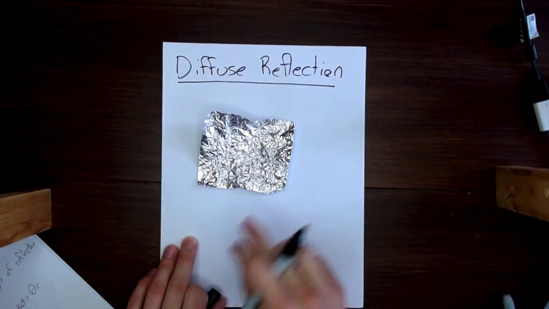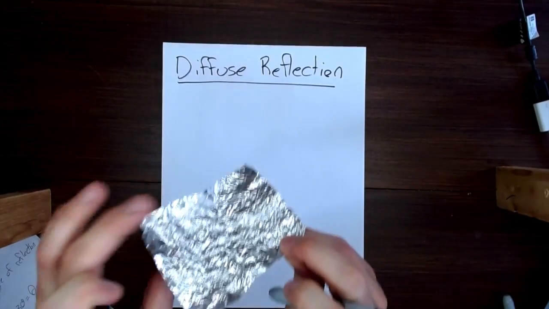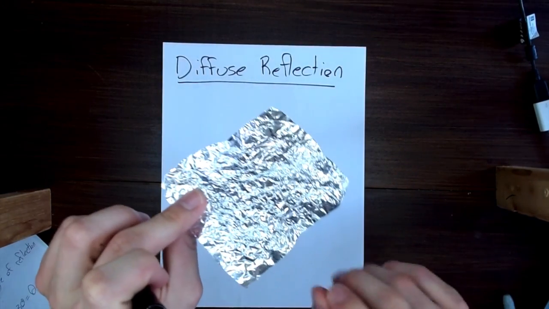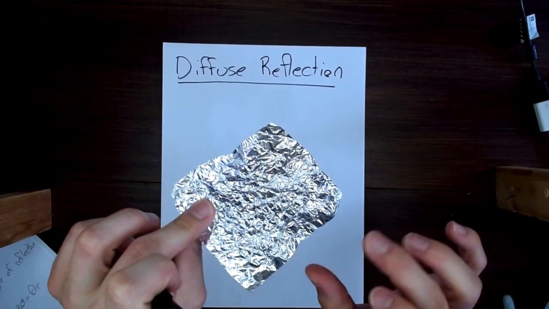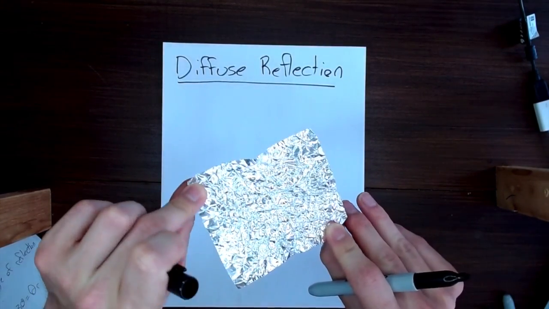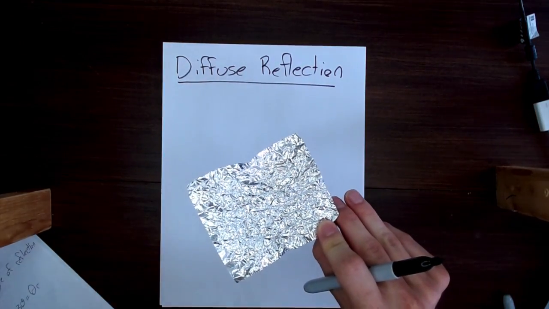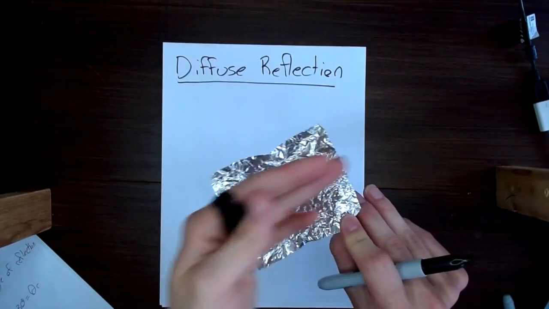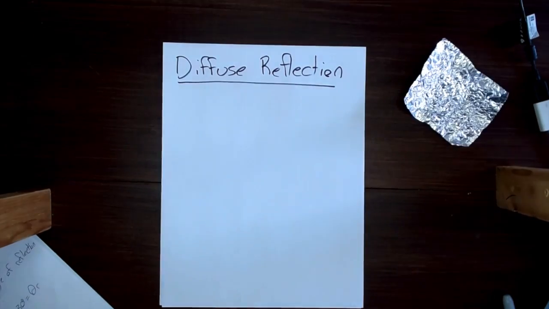This is diffuse reflection. I have this bumpy surface with all these little crevices and dips and peaks on it. This is not nice and flat, and so therefore the image is not going to hit it and then bounce off in parallel. It's going to be scattered in all different directions.